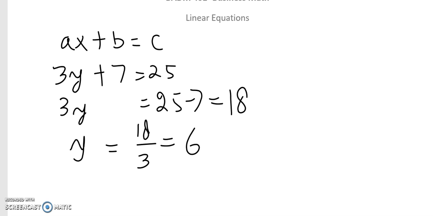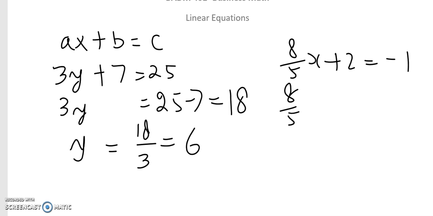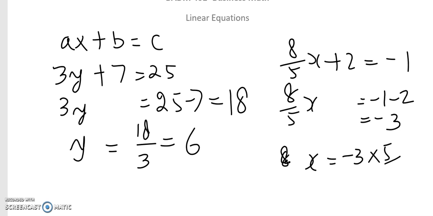Or I can say that 8/5 x plus 2 is equal to minus 1. So 8/5 x is equal to minus 1 minus 2, which is going to be minus 3. Therefore x is equal to minus 3 times 5/8, which is going to be minus 15/8, which is going to be minus 1.87.